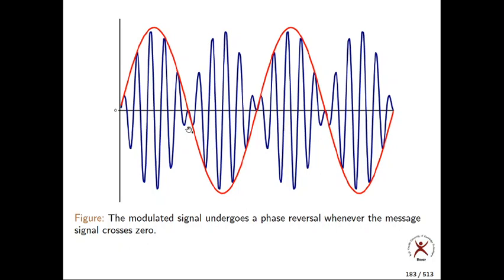If there is no phase reversal, the waveform would have been like this, going on continuously. But instead of going continuously, it has a phase shift, a phase reversal, whenever the message signal crosses the 0 axis. That is one of the important points to be remembered in case of DSB-SC.